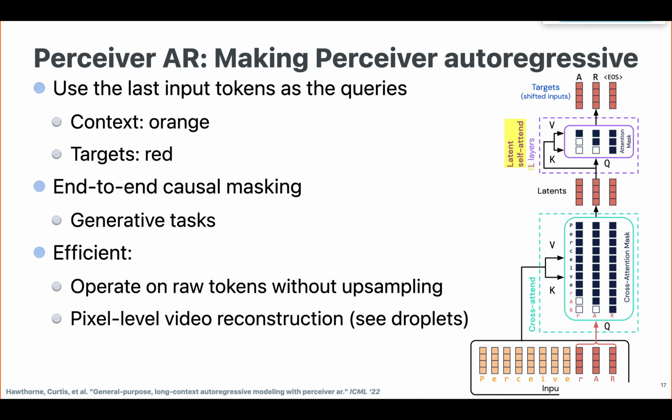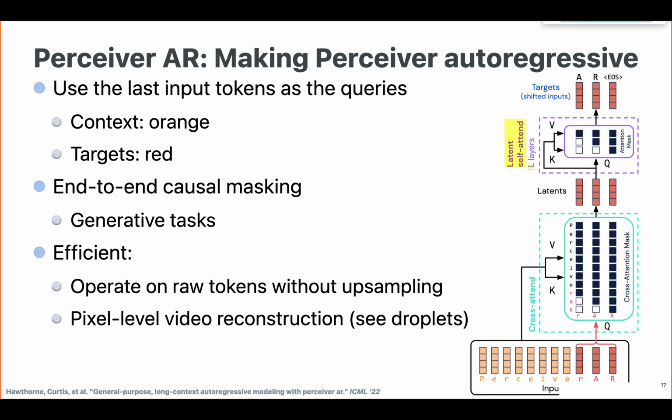So I'll quickly wrap up with Perceiver AR. AR stands for autoregressive. So it enables this Perceiver architecture to do autoregressive generative tasks. For example, in this case, we have the original input. What we do is, given the context, the context would be the orange tokens, and we are targeting the red tokens. So in this case, we're predicting small r, a, and capital R.